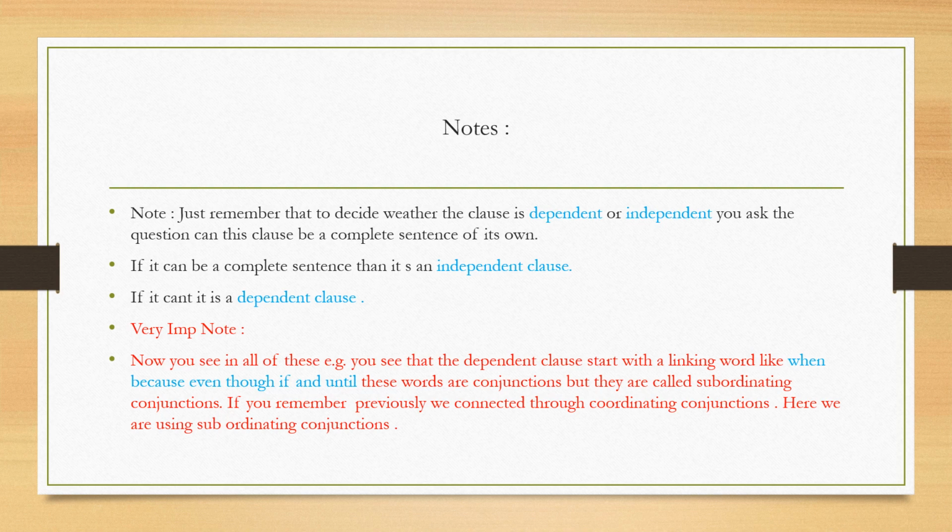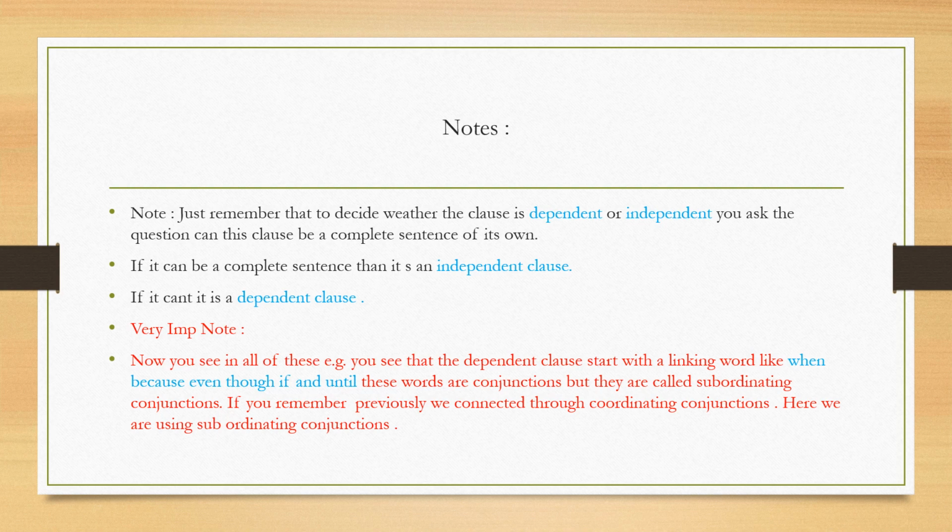Please make a very important note. In all of these examples, you see that the dependent clause starts with a linking word like when, because, even though, if, and until. These words are conjunctions, but they are called subordinating conjunctions.